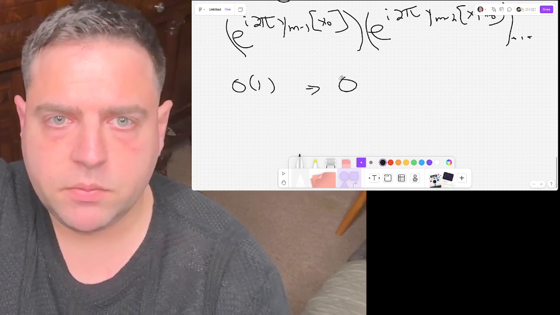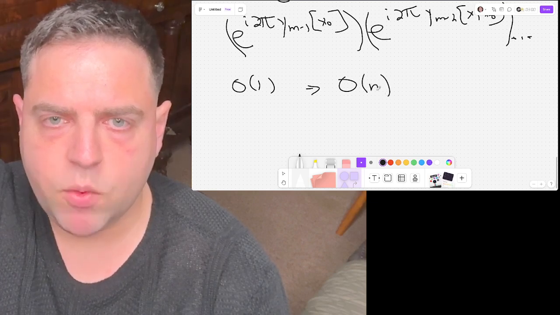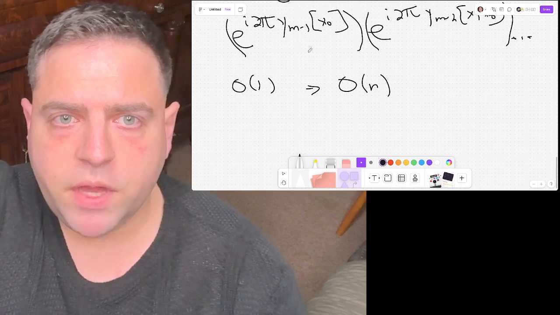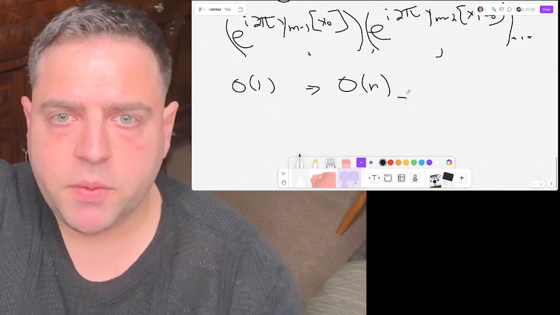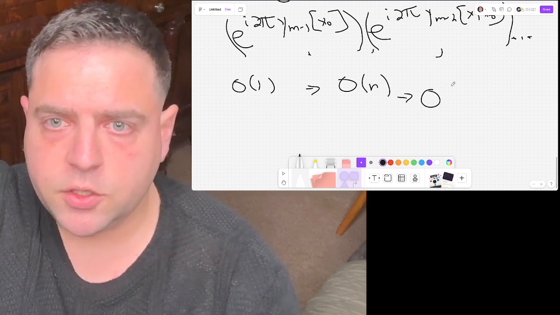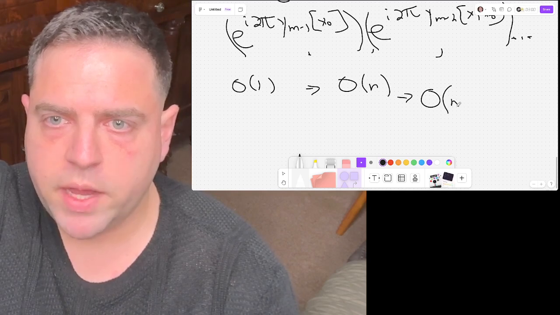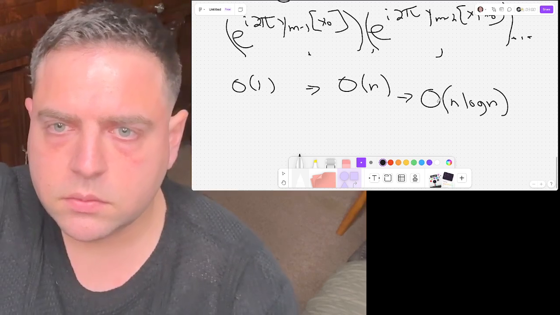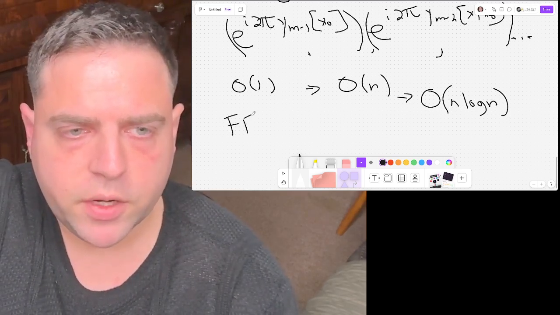There are n of them, so these sums can all be done sequentially in linear time in n. So these have to be done one at a time, and then they can be multiplied together for a total number of operations of n log n. That's the fast Fourier transform.